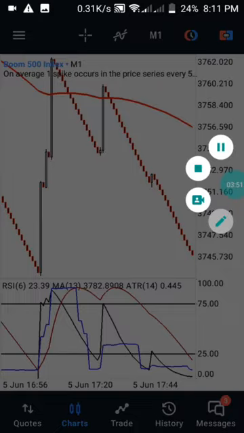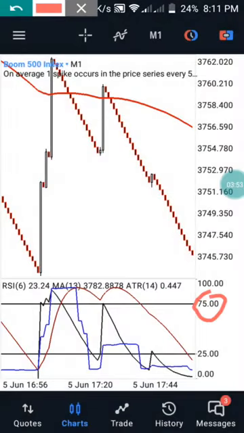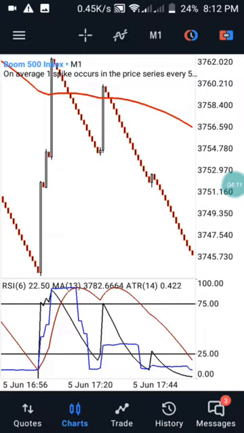What you just need to do is to always target your 75 level. Once it crosses it at this particular area, this will be your best time to find your entry. And don't forget to set up your stop loss, which is going to be your last spike area that you see from here. So that will be your stop loss. You set your stop loss around there, and your entry is going to be around there.